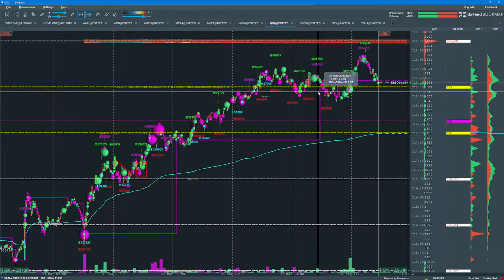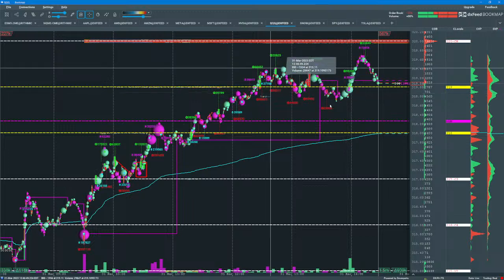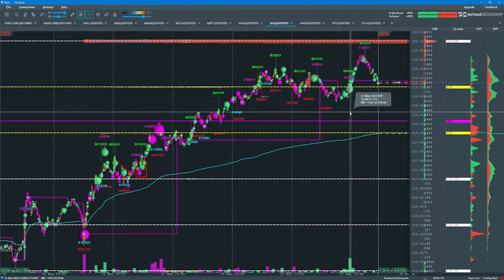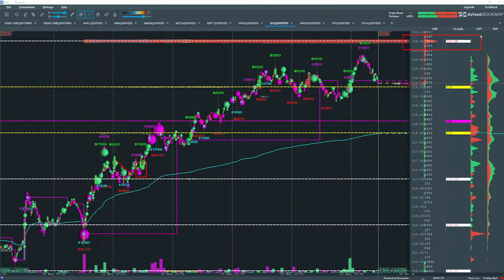And price is continuing higher. It looks like it has somewhat leveled off here at the 319 level, and it looks like the 320 call wall is on deck here, and note all the high liquidity at that level. So if price continues higher, that would be the natural target, 320 call wall.